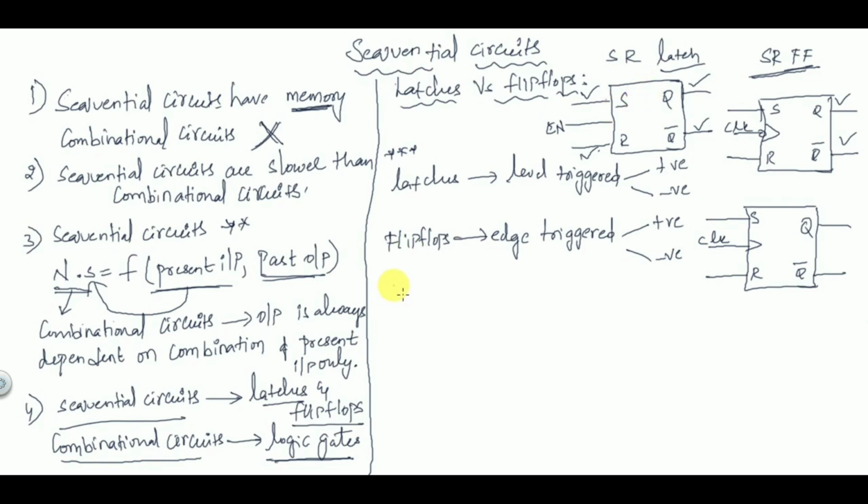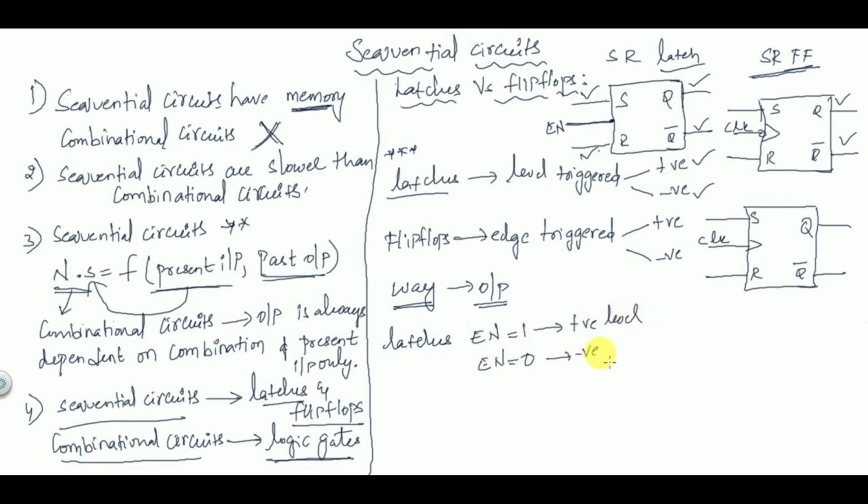The only difference lies in the way they change their output. In latches, when you make the enable input equal to 1, that is, when it is high, it is a positive level triggered latch. For a negative level triggered latch, enable is equal to 0. So if you give enable input equal to 1 for a positive level triggered latch, or enable input equal to 0 for a negative level triggered latch, we say that the enable input is made high.